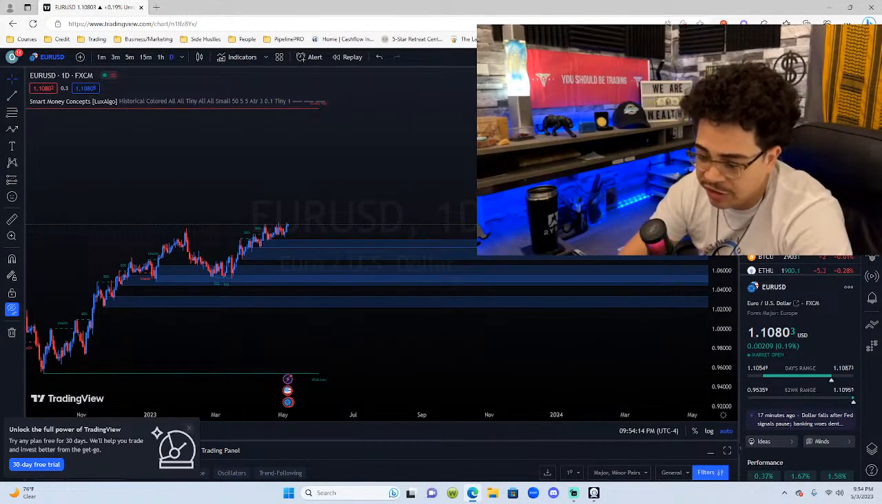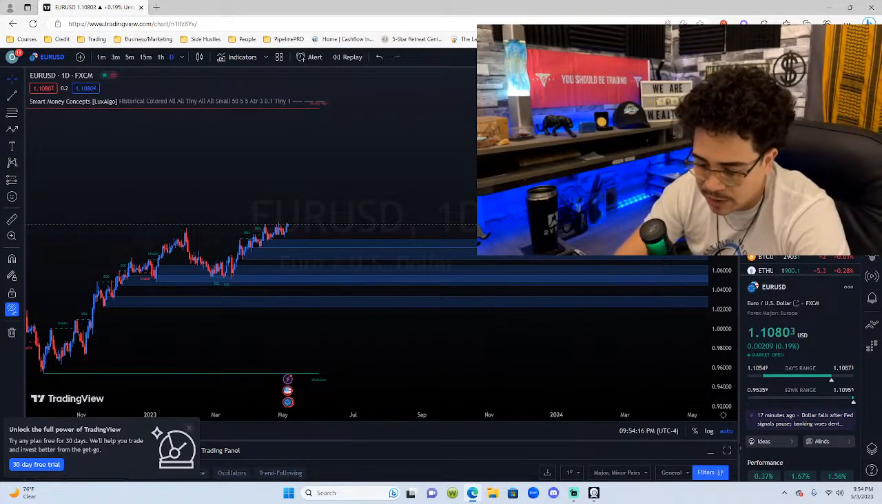I'm working on using ChatGPT to help me make a Pine Script so I can make my own cash indicator. I think that'd be pretty dope.